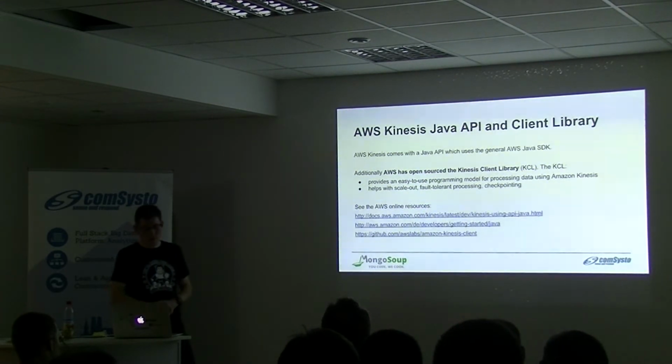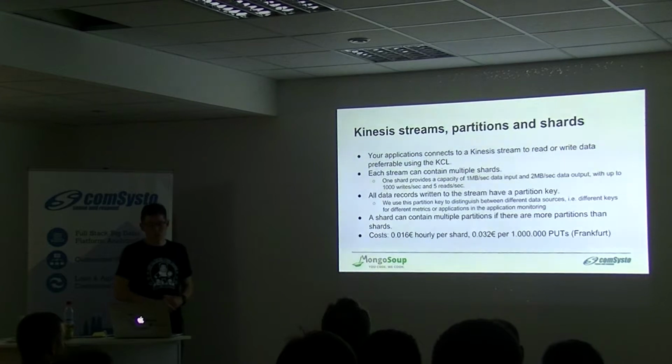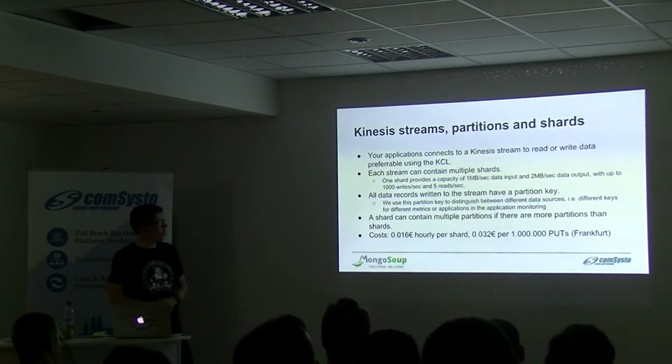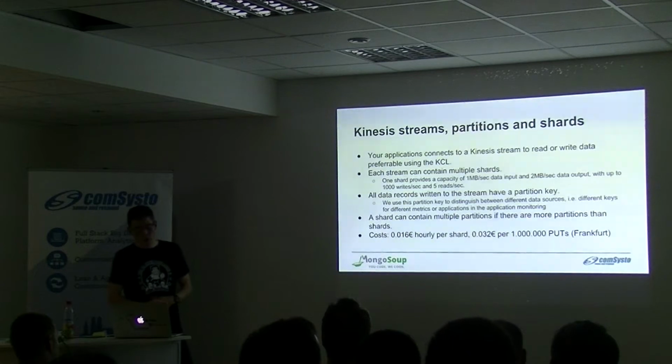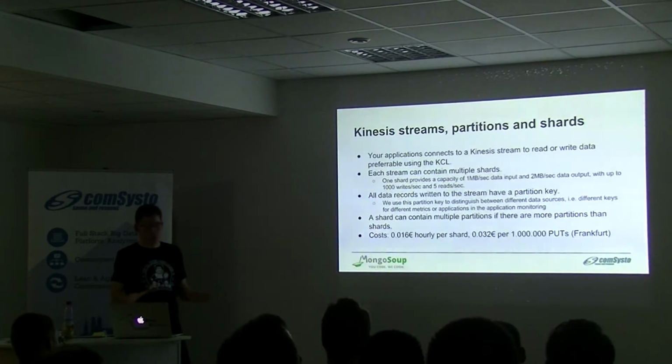You find a lot of documentation, of course, on the Amazon websites, which is quite well documented. The most important concepts are Kinesis streams, partitions, and shards. You create one Kinesis stream, maybe in the web console or via the Kinesis client library, and each stream can contain multiple shards. And one shard provides a certain capacity and performance. If you add more data sources, you will probably add more shards. And the data is distributed to these shards by the partition key you set on your data.